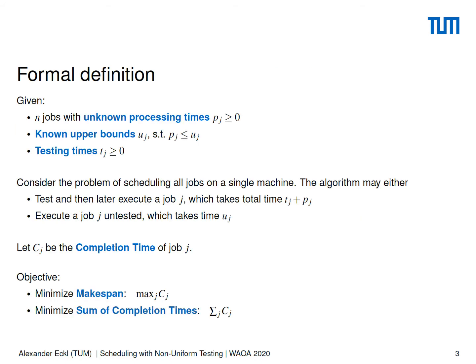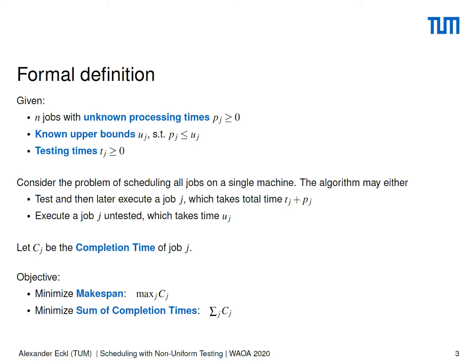After this introductory example, let me define the problem formally. As we have seen, we are given n jobs with unknown processing times pj, which are upper bounded by uj. We have also the testing times tj. An algorithm who wants now to solve this problem has two possibilities: either to test and then later execute a job, which takes a total time of tj plus pj, or to execute the job untested, which takes time uj. Let now cj be the completion time of a job j.